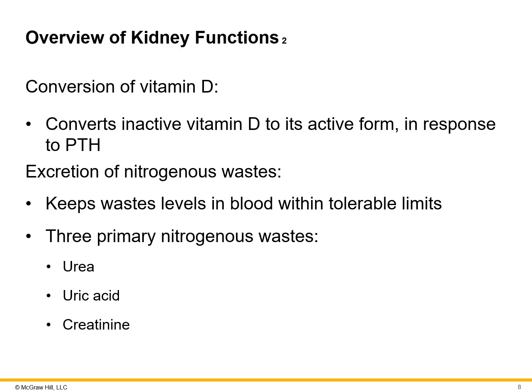Okay. So with your kidney functions, it does do the conversion of your vitamin D, but there's three primary nitrogenous wastes. Okay. The one that I need you to focus on is urea. And this is the removal of the amino acids. And what happens is it results in the formation of your urea. Okay. All right, going to the next slide.